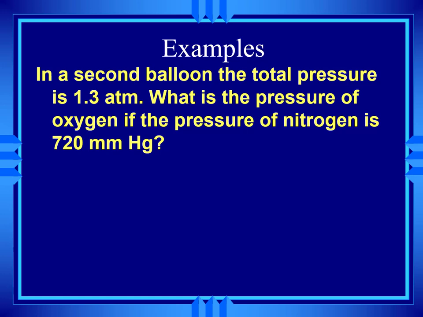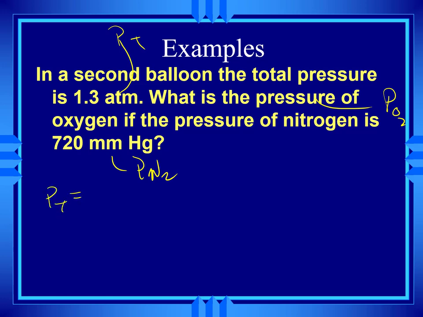Okay, in a second balloon, the total pressure is 1.3 atmospheres. If the pressure of nitrogen is 720 millimeters of mercury, what is the pressure of oxygen? Okay, so they gave me a pressure of nitrogen, they gave me a total pressure, and they asked me for the pressure of oxygen. Anybody think of an equation?